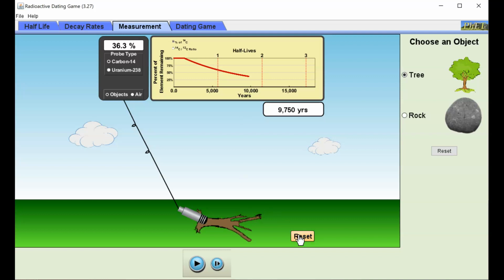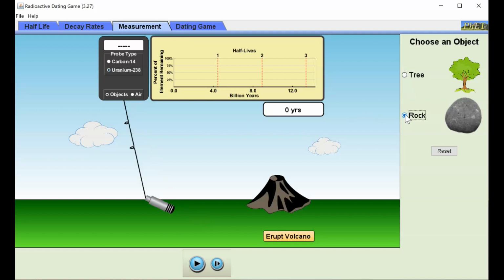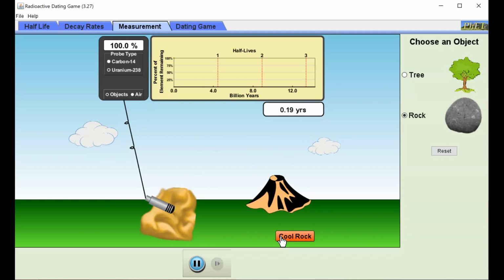If I reset and switch now to the uranium, uranium has a much longer half-life, so that's going to be better at measuring the age of much older things like rocks. How do rocks form? They form from a volcanic eruption. So I'm going to click on erupt volcano. There's lots of lava coming out of this volcano. Eventually that lava is going to cool down and form into a rock.